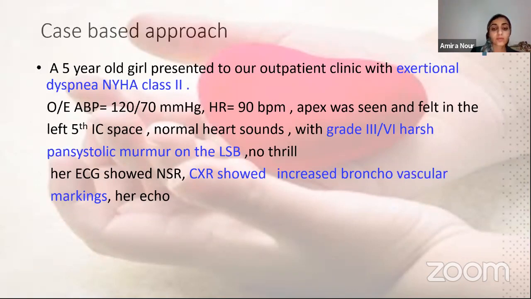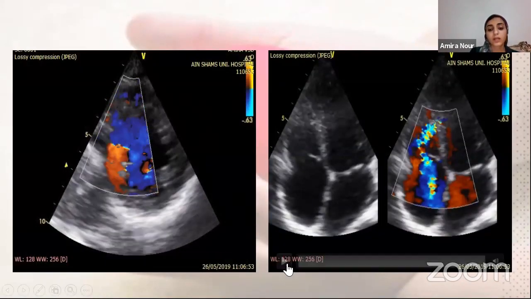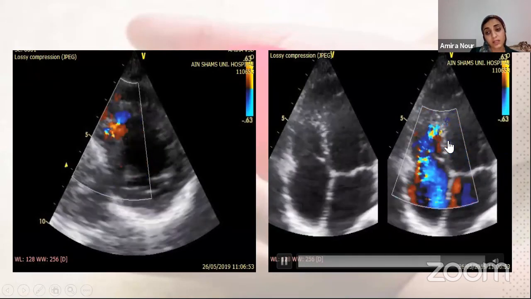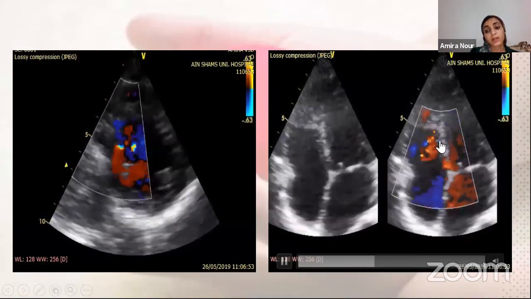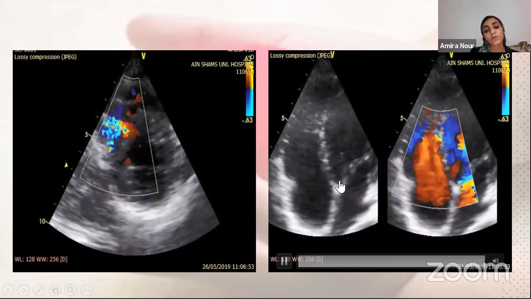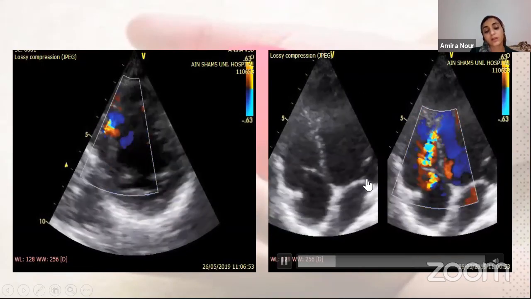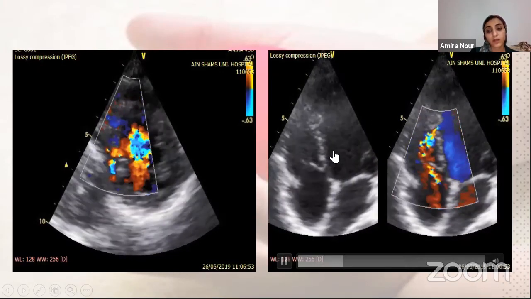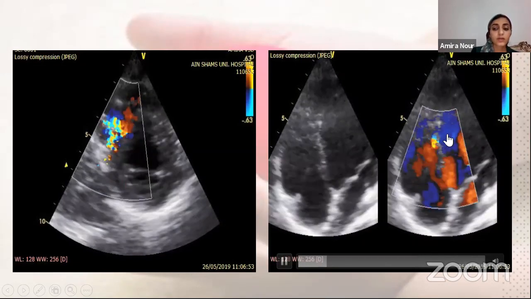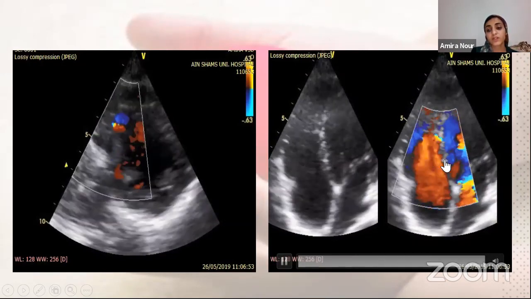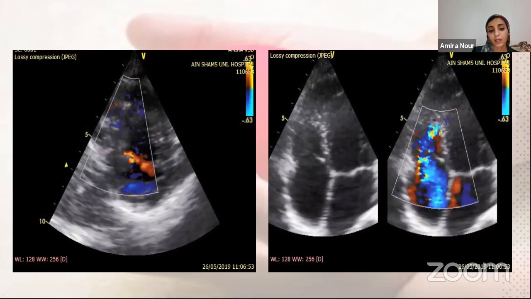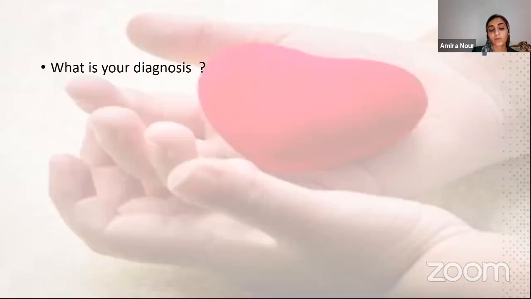And her echocardiography was as follows. This was her apical 4-chamber view. We can see here a restrictive VSD, and actually this was a hemodynamically significant VSD, as her left ventricle was mildly dilated, her left atrium was dilated, and the left ventricular dimensions were increased. And also the direction of this VSD was causing the patient to have a significant tricuspid regurgitation jet. So the first question here.